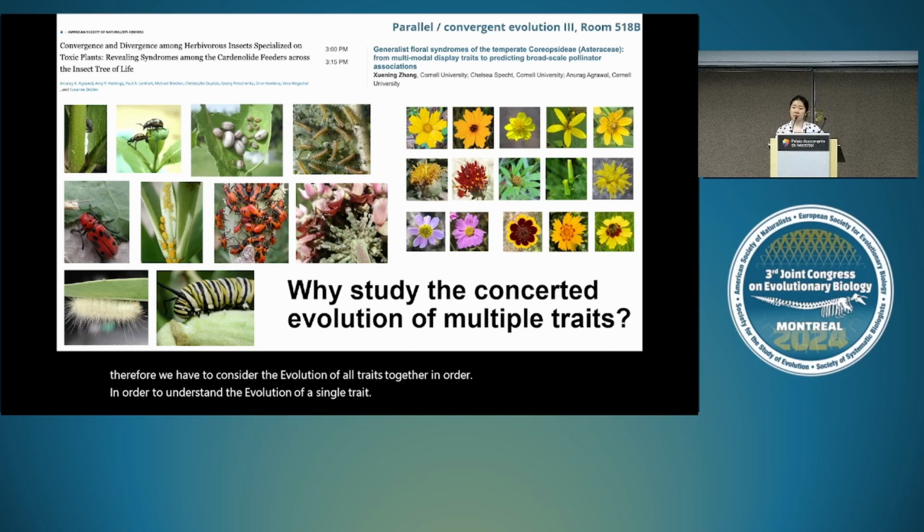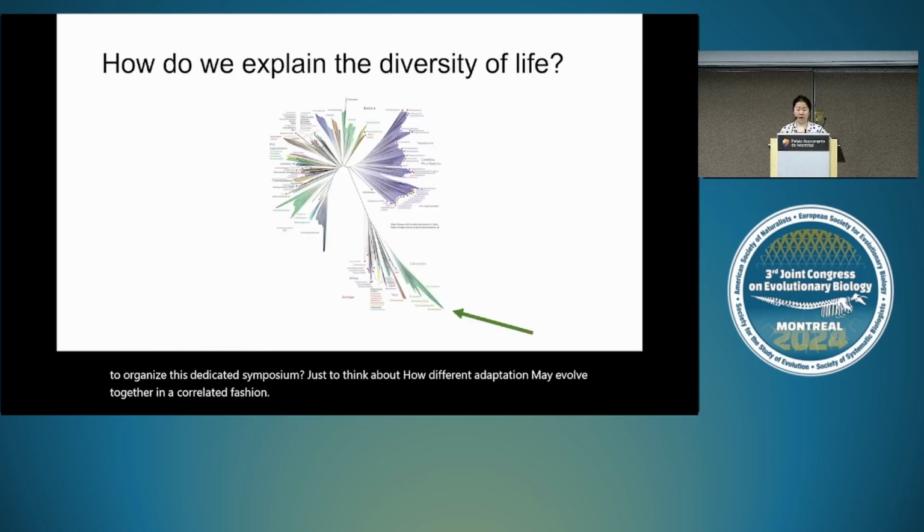And so for this brief intro, I'd like to go into a little bit into why is it worth it? Why is it worth it to organize this dedicated symposium just to think about how different adaptation may evolve together in a correlated fashion? And I think to really answer the question of why to study correlated adaptation, we really need to think about why to study adaptation at all.